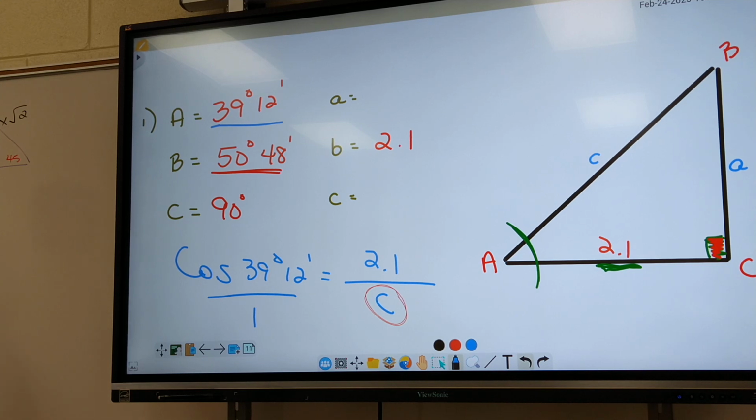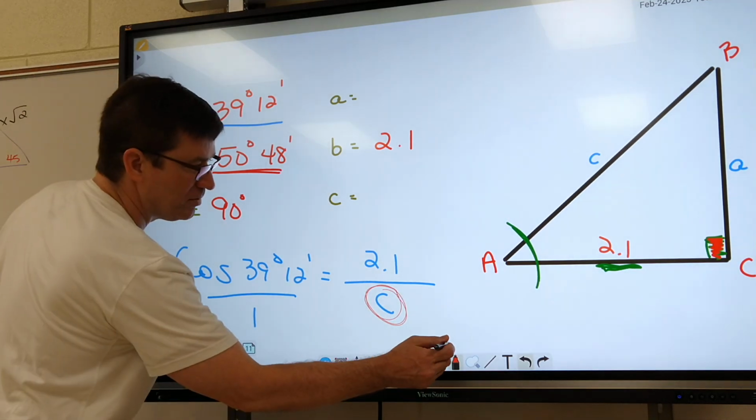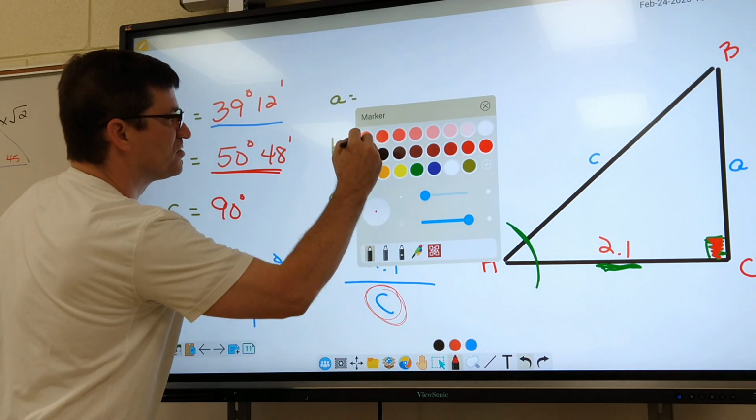2.7. All right, so the next question is, where does 2.7 go? How do y'all know it goes for C? Because we had C in the problem. Good. 2.7 goes for C.